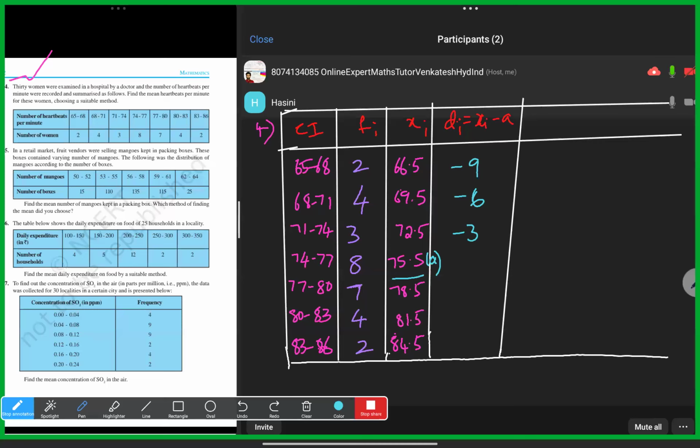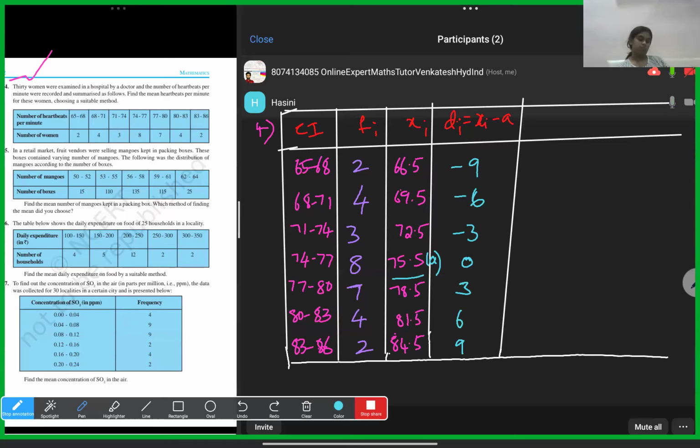Is it okay, Hasni? Any doubt? No doubt, sir. This one, 75.5 minus 75.5, the middle value, will become 0. Then 78.5 minus 75.5 is 3. Then 6, 9. Correct, Hasni.